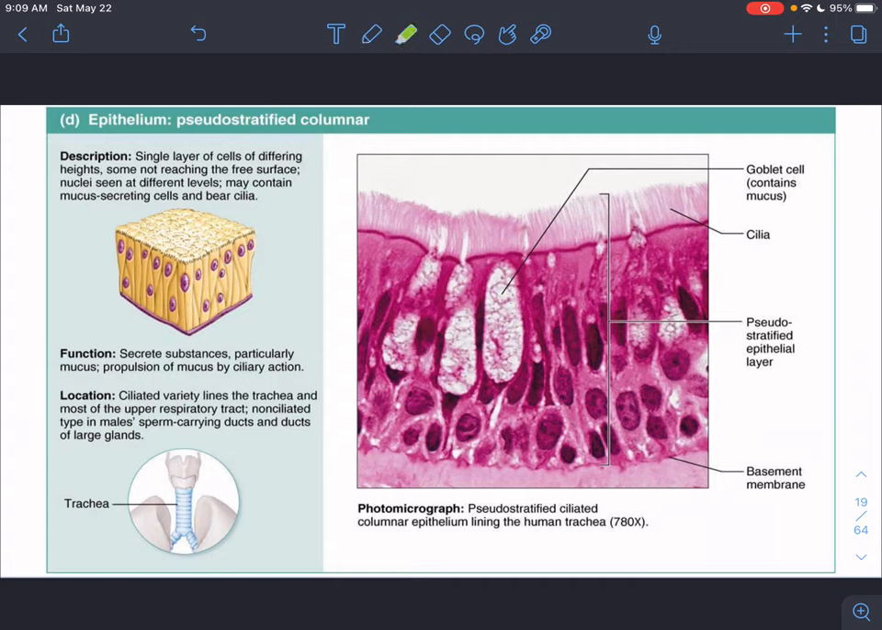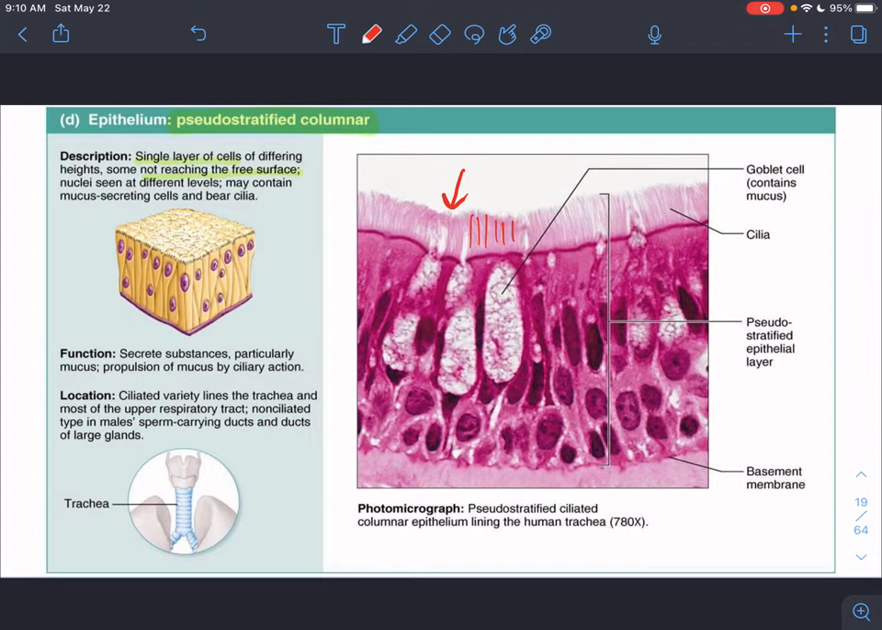Okay, the next type of tissue we're going to talk about is pseudostratified columnar epithelial tissue. Okay, it's technically a single layer of cells, but they have different heights, so not all of them are going to touch the apical surface or basal surface. So it looks kind of like it's stratified, has multiple layers, but it actually doesn't, okay? But we call it pseudostratified, okay? And the surface of this, you can see the cilia that I was talking about on the previous slide, so those long hair-like projections.